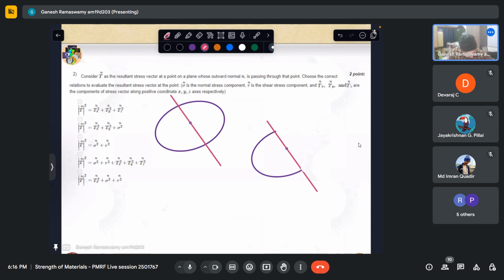So once this is exposed, I have a surface normal to that, which is denoted by n cap. Cap because it is a unit vector. I just want to represent the direction defined by that n, passing through that point. Choose the correct relations to evaluate the resultant stress vector at this point. Sigma n represents the normal stress, tau n represents the shear stress, and Tx, Ty, Tz represent the traction vector components along the positive x, y, z coordinate system.